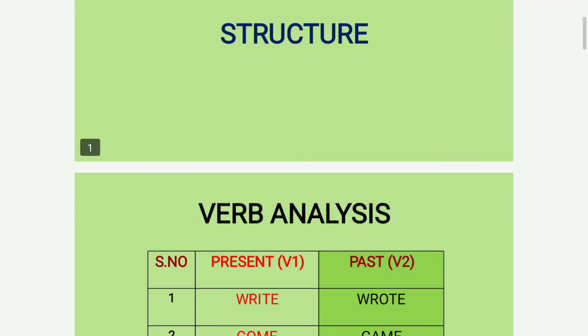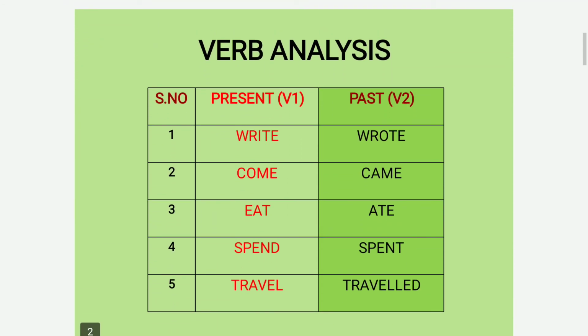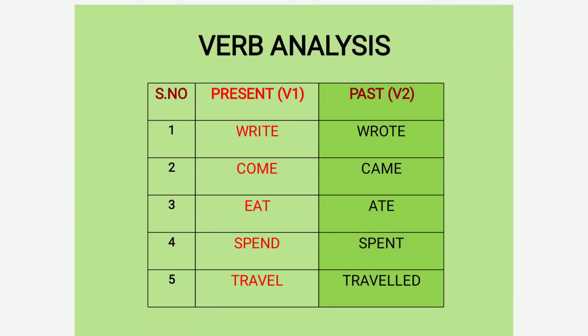Let us learn. Today we are going to learn the structure for the affirmative form, negative form, interrogative form and negative interrogative form of past tense. So in past tense, we are going to use the V2 form of the verb. What is V2? V2 is nothing but the past form of the present verb.